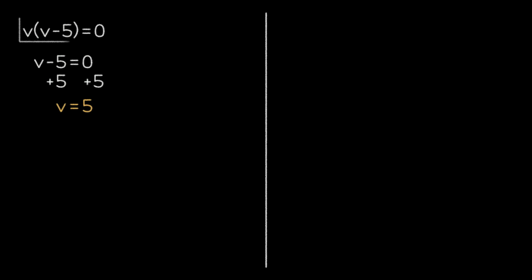However, the factored form of a quadratic is always composed of two linear factors. So, what's the other linear factor here? Well, it's just v. Our variable is allowed to be a factor all on its own. And when we set that factor equal to 0, we get an equation that we don't even need to solve. We can simply see that v can be equal to 0.